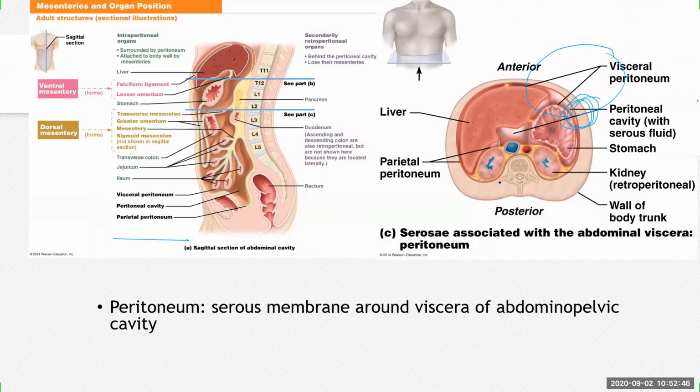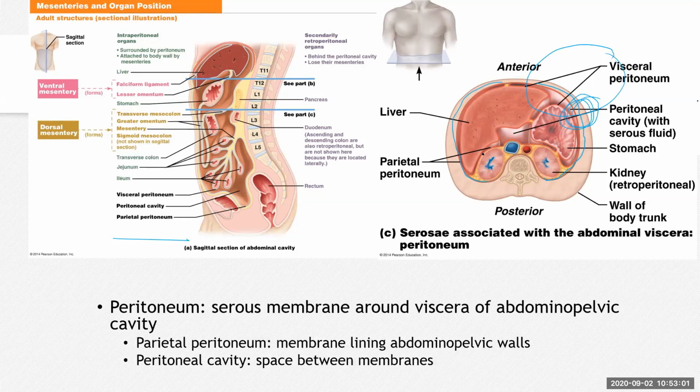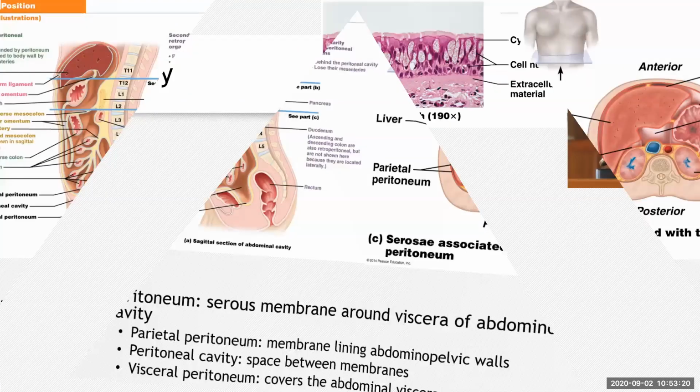But the peritoneum is the serous membrane that covers the abdominal organs and pelvic organs here. Once again, the parietal peritoneum is lining the walls of the abdominal pelvic cavity. The visceral peritoneum is on the surface of many of the abdominal pelvic organs. And in between, there's this cavity, and it's called the peritoneal cavity. All right.